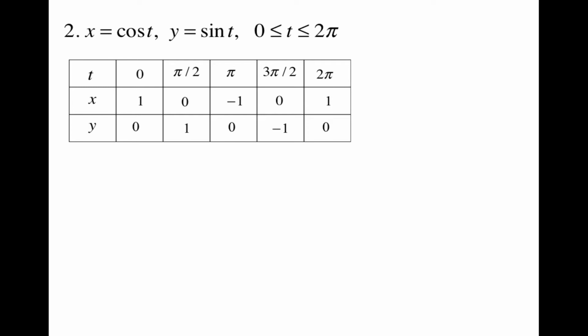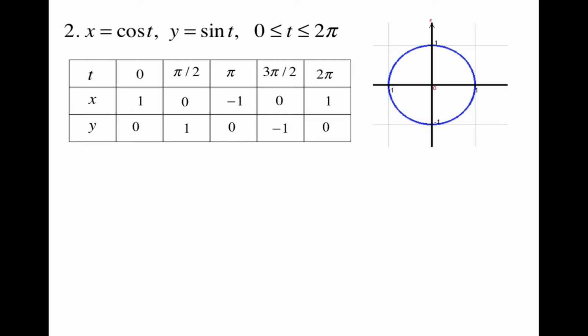Now I'm going to go ahead and plot each of these points on my Cartesian grid to give me a lovely circle of radius 1. And you should have that your starting point, or your initial point, is t equals 0 at 1 comma 0. And if you notice, your ending point is at the same point, which is t equals 2 pi, also 1 comma 0.